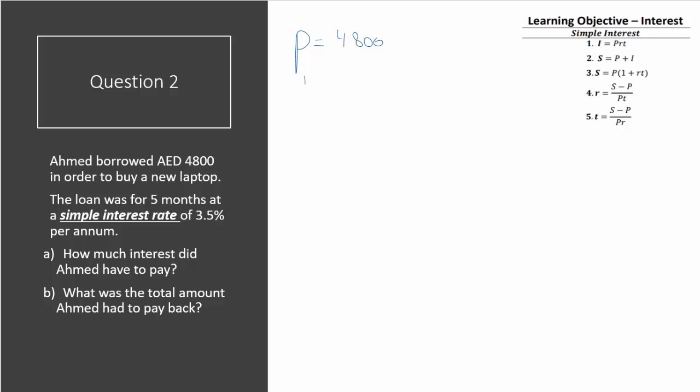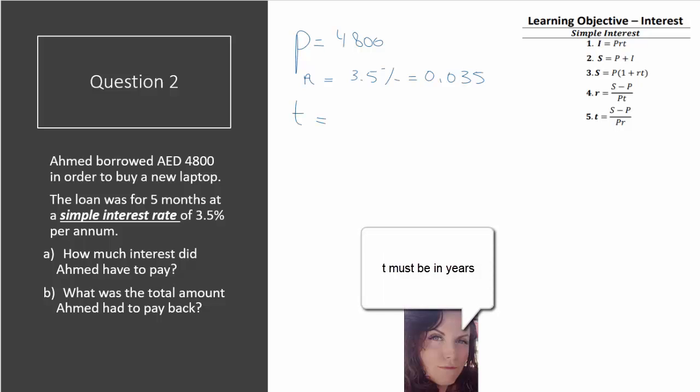In our next example, we have Ahmed who borrowed 4,800 dirham in order to buy a new laptop. So we know the principal is 4,800. Now the interest rate is 3.5%, so 0.035. The time is 5 months. Now our time in our formula is always given in years.